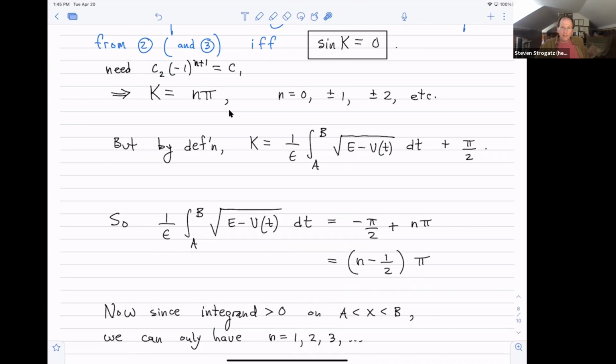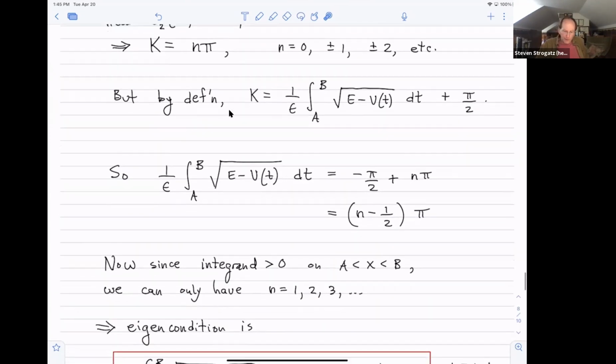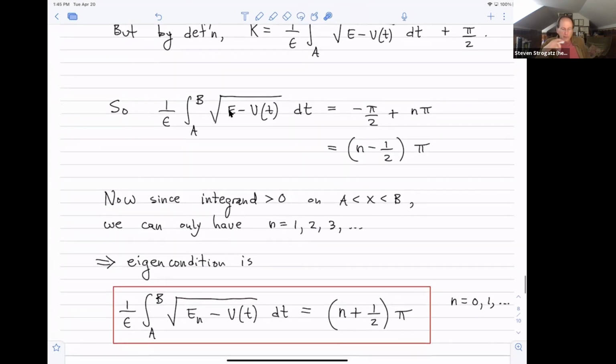And so rewriting that, it looks a little awkward to have n minus a half. The traditional way it's written is like this: the eigen condition, if you want, is that the E_n's are determined by this integral. 1 over epsilon times the integral of the square root of E_n minus V is n plus a half times pi. And here I've changed the definition of n slightly. The n is now starting at n equals 0. The point being that the lowest that this side can be is 1/2 pi.